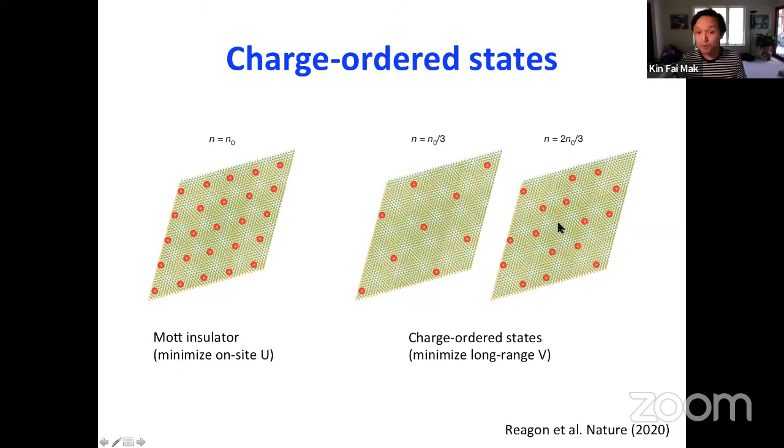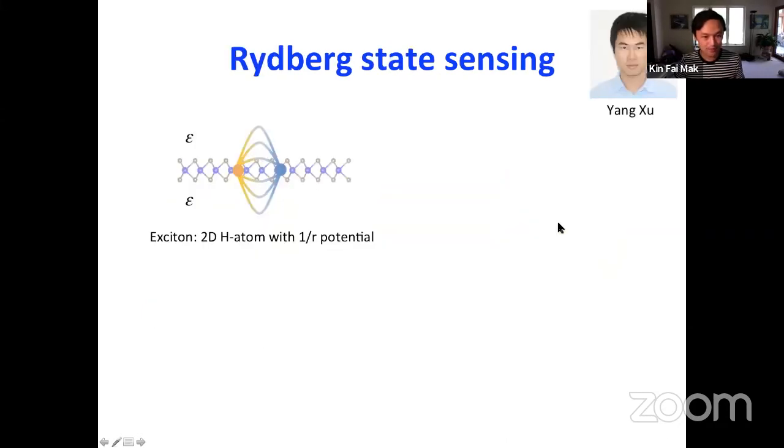And are there more such charge order states? It turns out that in our new experiment, enabled by a new technique that we developed recently, we have actually seen nearly 24 of these charge order states at fractional filling factors. Let me just briefly tell you what this technique is and why it is useful in terms of probing the physics of the charge order states in this system. I call it the Rydberg state sensing technique, okay?